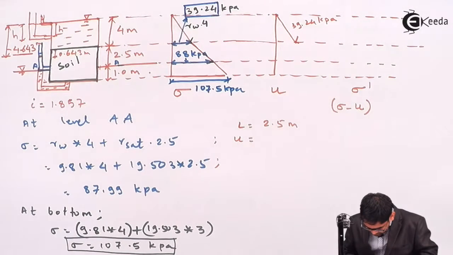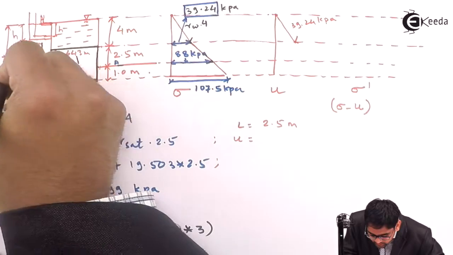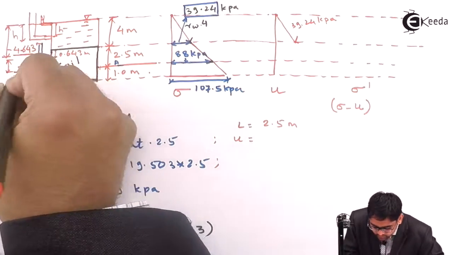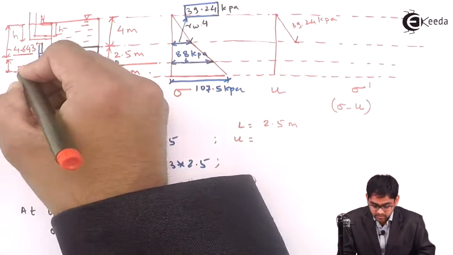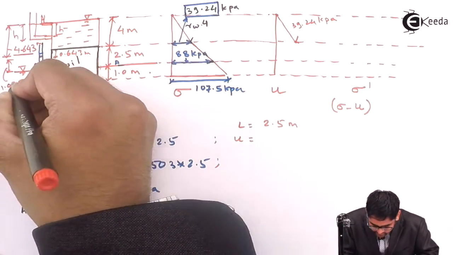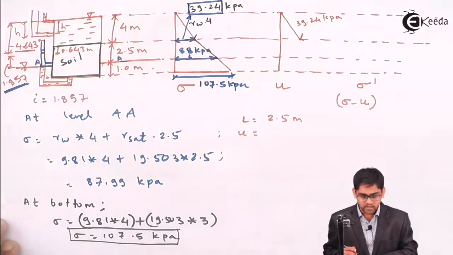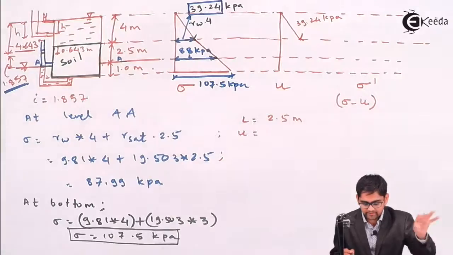So you will get 2.5 minus 0.643 as 1.857. So the level increase from this particular level is, I think, 1.857. I hope you got how we have arrived at this particular value of 1.857.